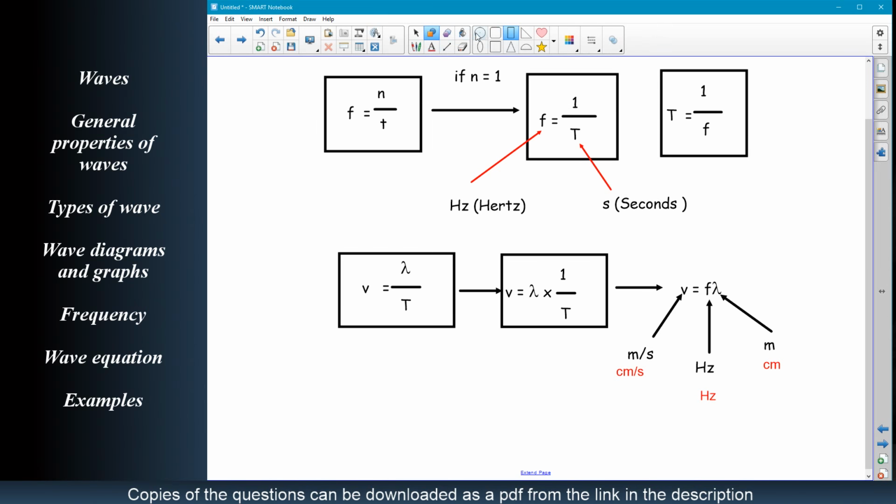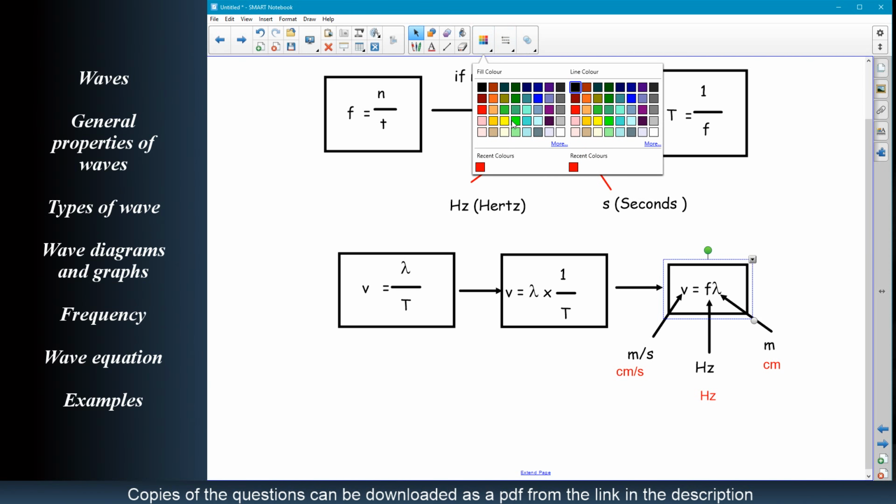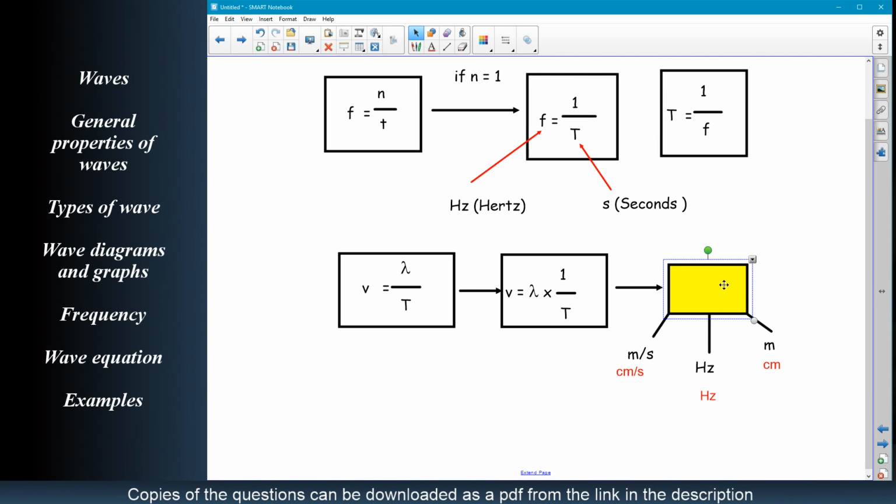And this is the equation that you absolutely need to know. You're going into a GCSE exam, you will be examined on this equation. It will appear. There's absolutely no way it's not going to appear. So just make sure you know this one.